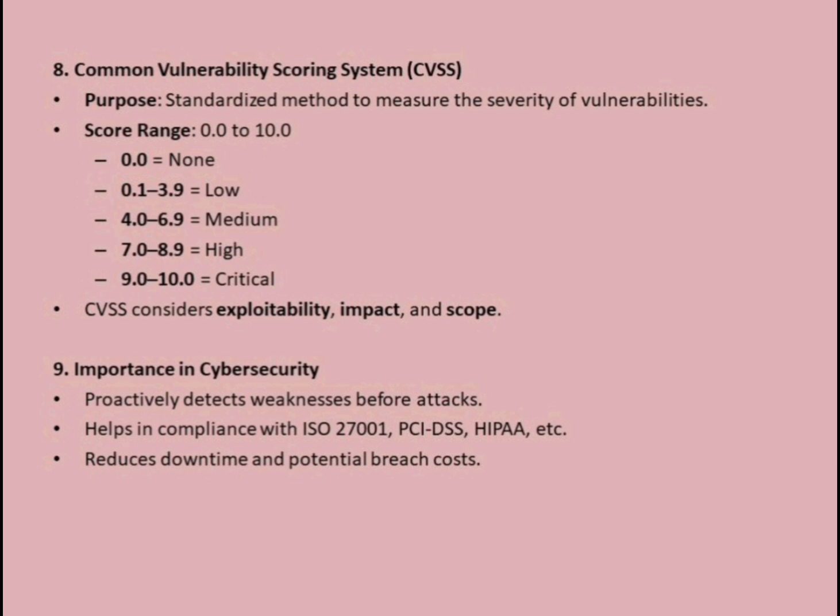4.0 to 6.9 is medium, moderate risks that may require attention but are not immediately dangerous. Example: a website that uses outdated software with limited exposure to the internet. 7.0 to 8.9 is high, serious vulnerabilities that attackers can exploit with significant impact. Example: an SQL injection vulnerability that could expose confidential data.